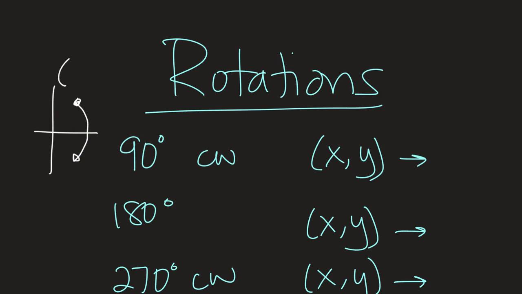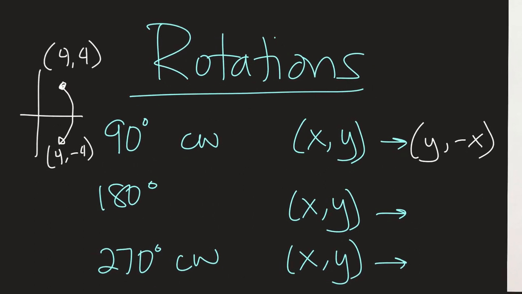So let's just put some numbers here. What if this is the point 4, 4? Where did that go? Well, that went to 4, negative 4. So what actually happened is your x and your y switch, but then the new x becomes negative. I guess 4, 4 is not a good example because the numbers are the same. So in a 180, the numbers stuck in their places, and they just became negative.